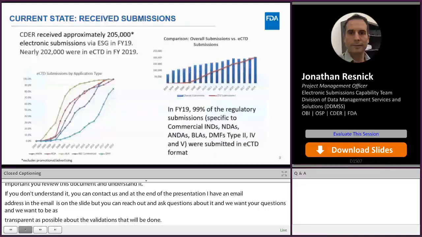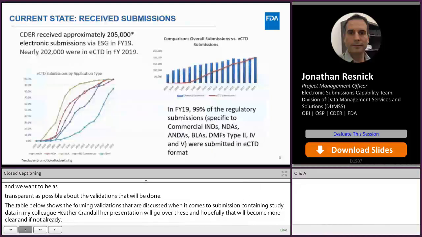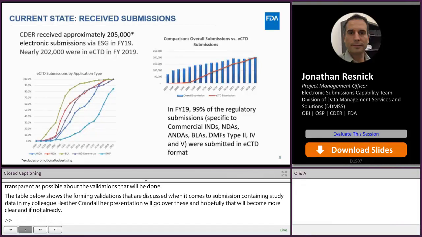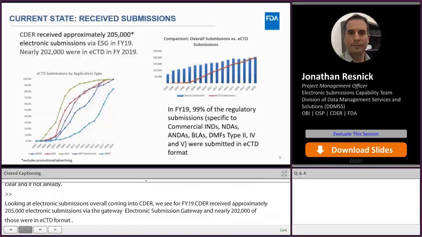Looking at electronic submissions overall coming into CDER, we see that for fiscal year 2019, CDER received approximately 205,000 electronic submissions via the gateway, that electronic submission gateway. And nearly 202,000 of those were in eCTD format. So the chart here on the bottom left is showing you eCTD submissions by application type.